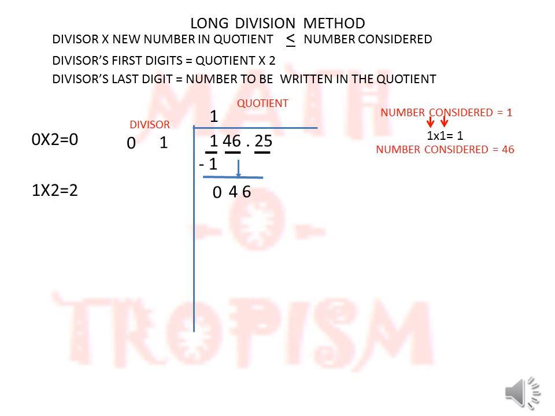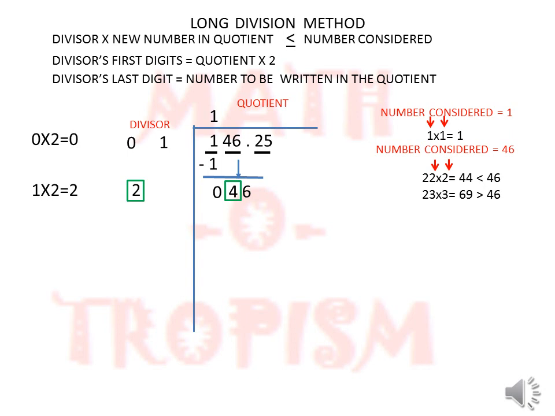Again, I start with the divisor's first digit as quotient into 2. So 1 into 2 is 2. To find out what I need, the easiest method is to take the first digit of the number considered and the first digit of the divisor. So 4 and 2. Where does 4 come in the 2 table? It comes in 2. So I'll start with 22 into 2.